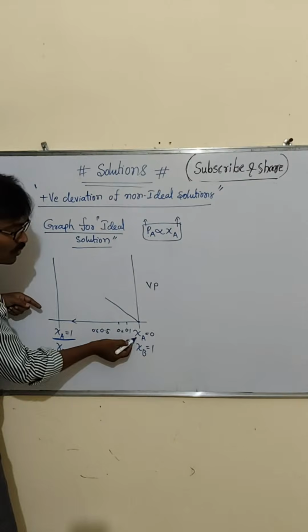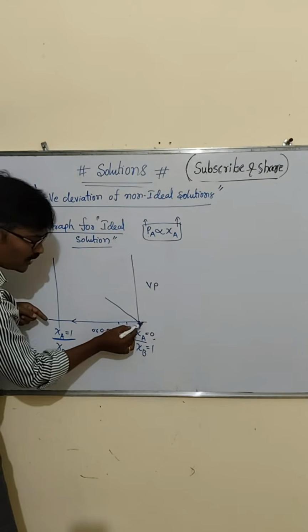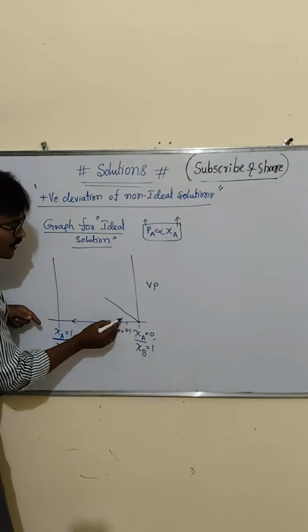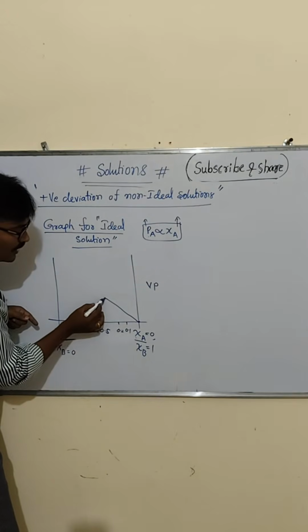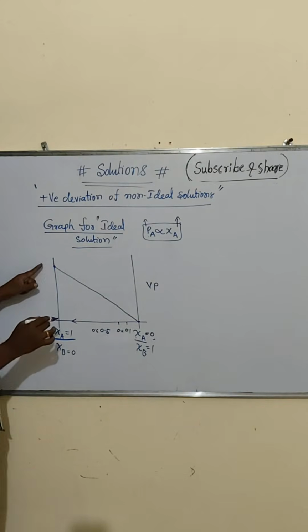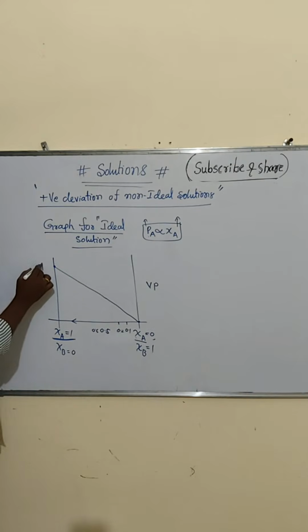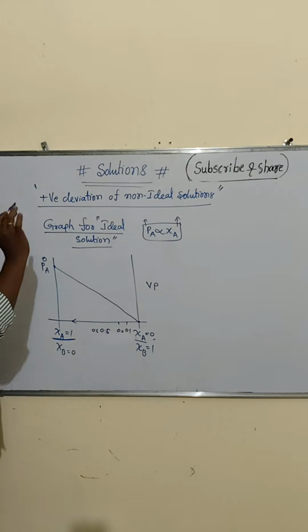At the origin, the mole fraction of A equals 0. So from the origin, it will increase like this. At the point where it crosses, where the mole fraction of B is 0, that we call P naught A, the maximum.